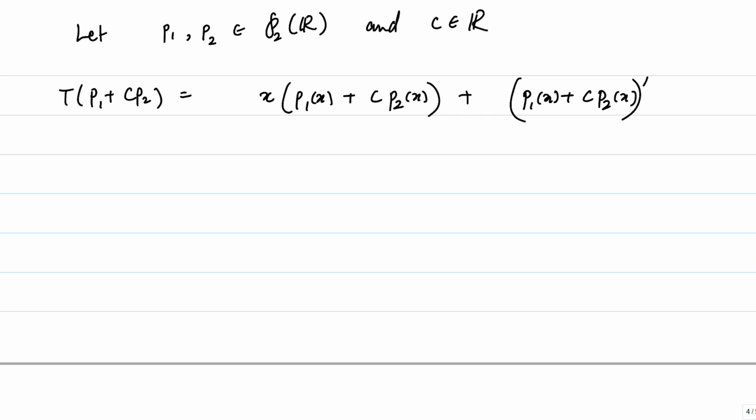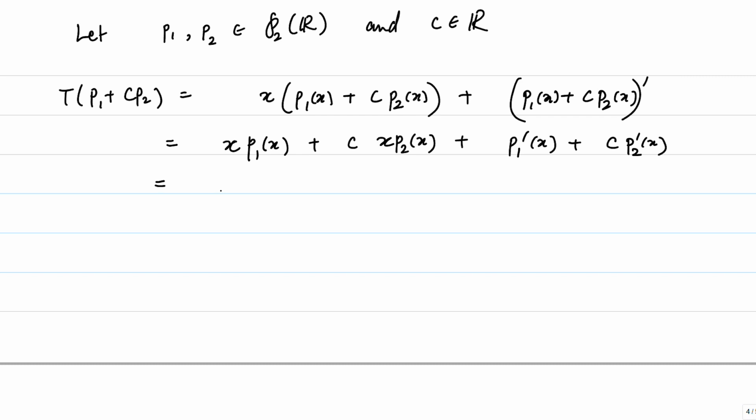But we know that this derivative behaves well. If you look at the derivative of the sum of two polynomials, this is going to be equal to x p1 of x plus c times x p2 of x, plus p1 prime of x plus c times p2 prime of x. But a constant times a polynomial, if you differentiate, it is just the constant times the derivative. So this is c times p2 prime of x.